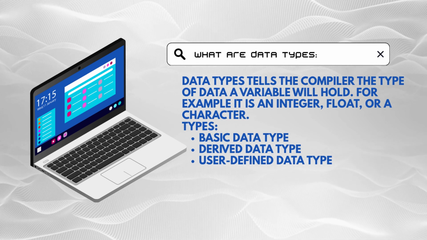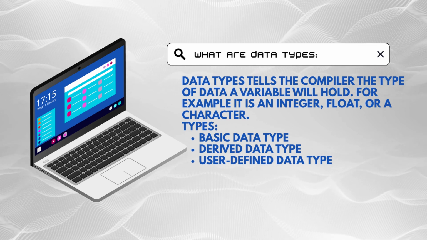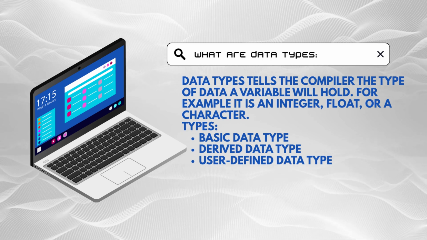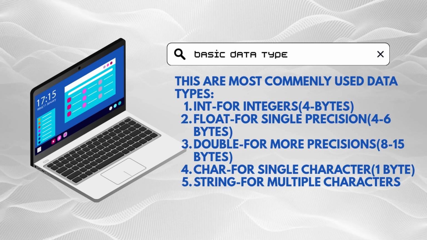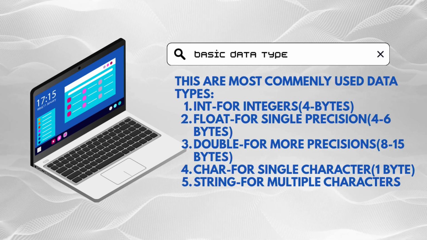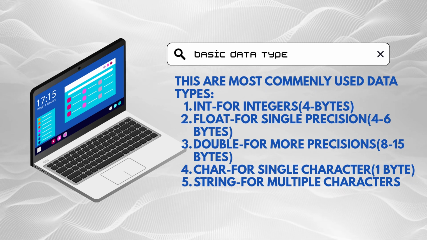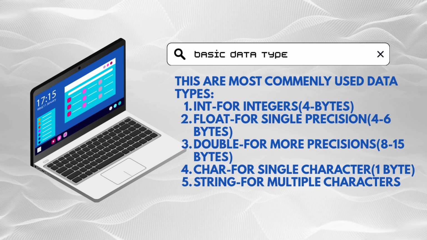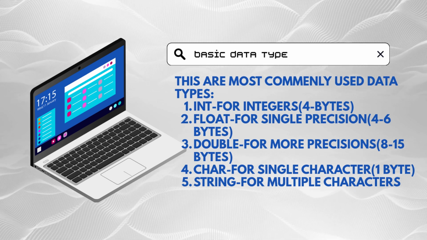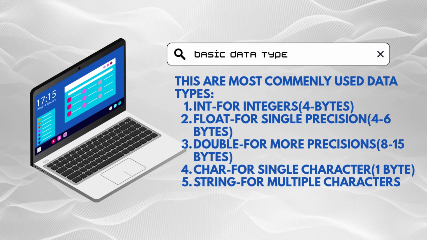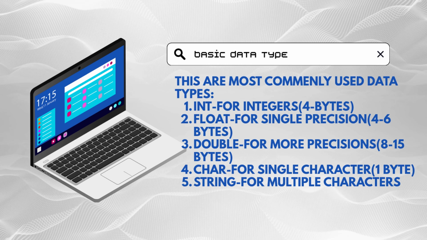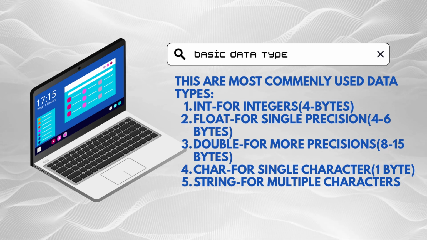In C, there are several data types: basic data type, derived data type, user defined data type. Basic data types in C programs are the most commonly used, like integer, float, double, character and string. Int carries integer number values. It contains 4 bytes of memory.